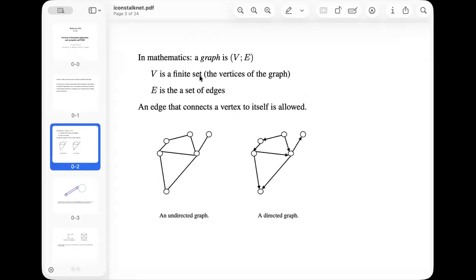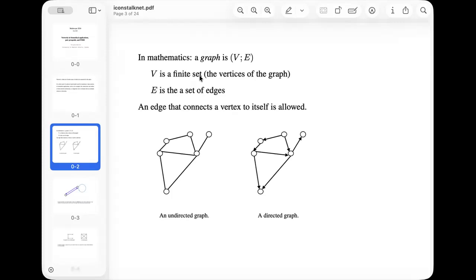In mathematics, the accurate definition of a network is as follows. It is a finite set of vertices, say V, and a set of edges, E. Instead of using the term network, we call this pair of sets a graph. If each edge is directed, such a graph is called a directed graph. Otherwise, the graph is undirected. In these pictures, we have an example of an undirected graph and a directed graph, respectively.